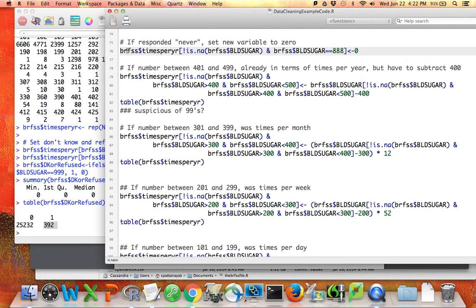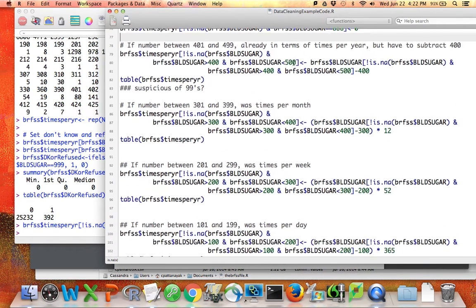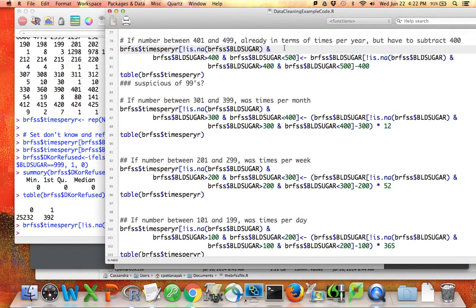So what am I doing? I'm saying my times per year variable, where the blood sugar variable is not NA and the blood sugar variable is equal to 888, set those equal to 0. So I'm going to go ahead and run that line of code. Now I'm going to start to deal with the numbers other than 0.